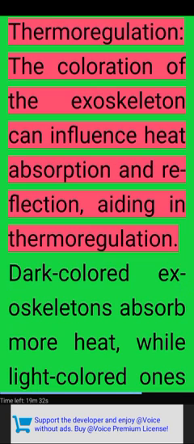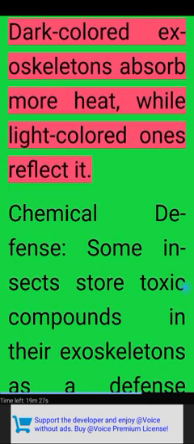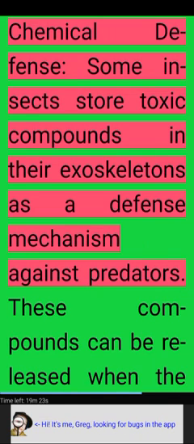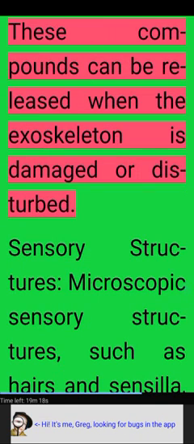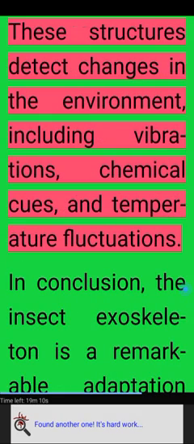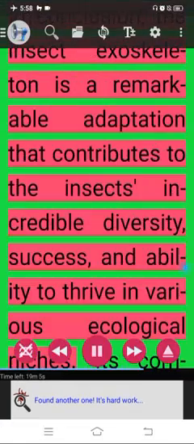Thermoregulation. The coloration of the exoskeleton can influence heat absorption and reflection, aiding in thermoregulation. Dark-colored exoskeletons absorb more heat, while light-colored ones reflect it. Chemical defense. Some insects store toxic compounds in their exoskeletons as a defense mechanism against predators. These compounds can be released when the exoskeleton is damaged or disturbed. Sensory structures. Microscopic sensory structures, such as hairs and sensilla, protrude through the exoskeleton. These structures detect changes in the environment, including vibrations, chemical cues, and temperature fluctuations.